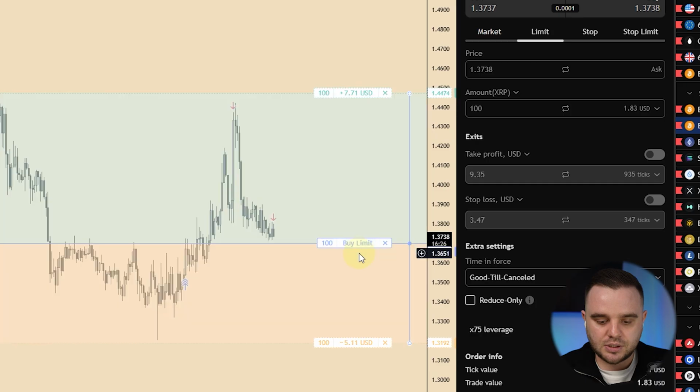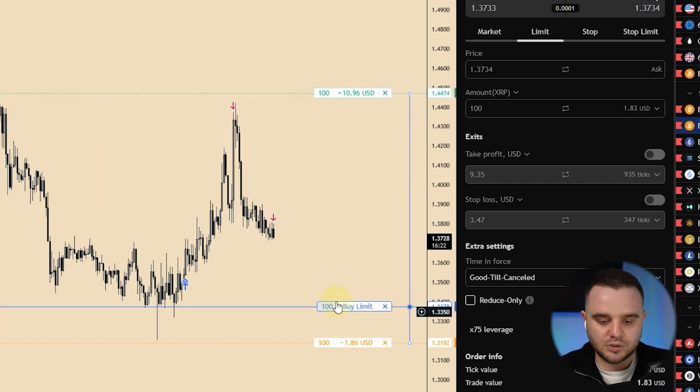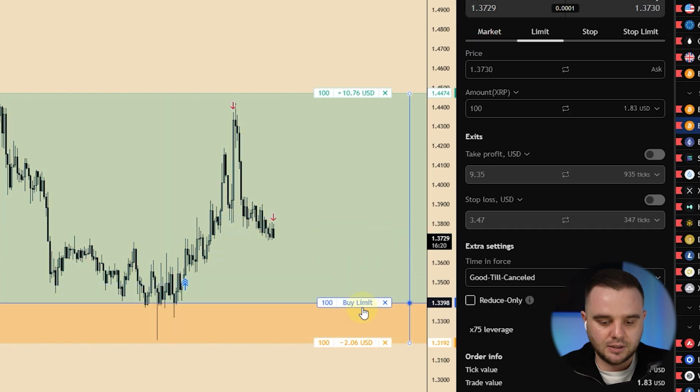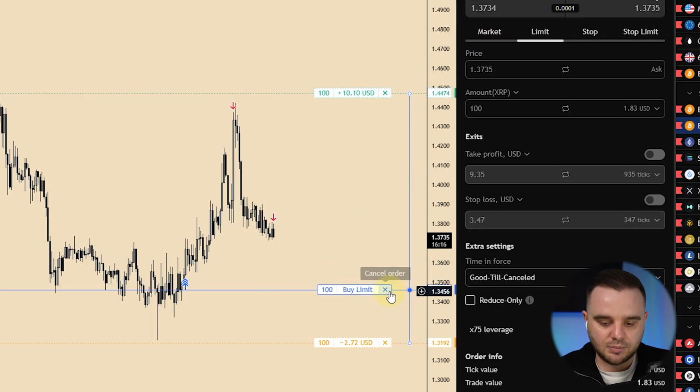It's really easy. As you can see, you can move your stop loss up or down. It's really easy to do. You can move anything you like, stop loss, take profit.